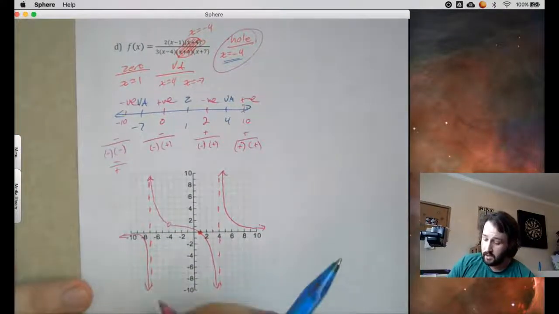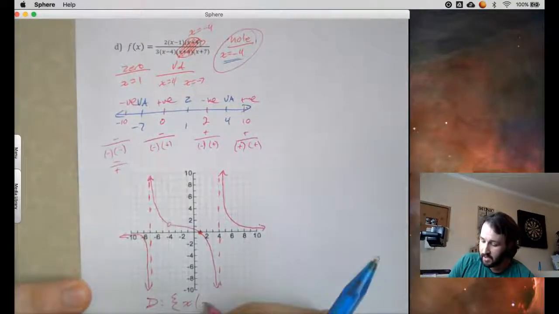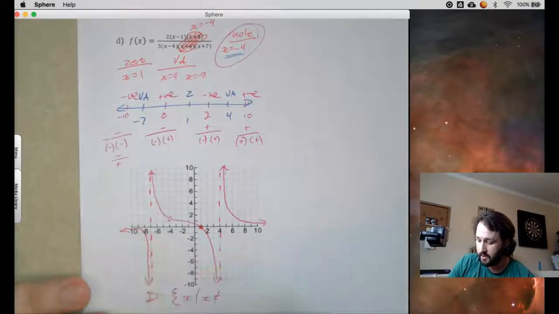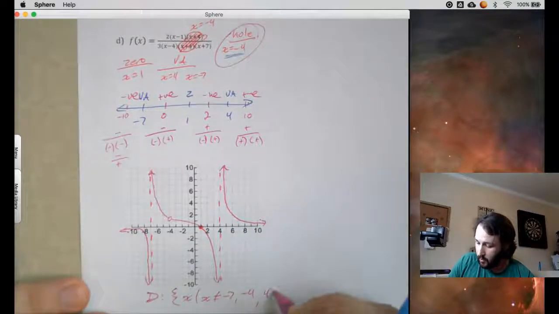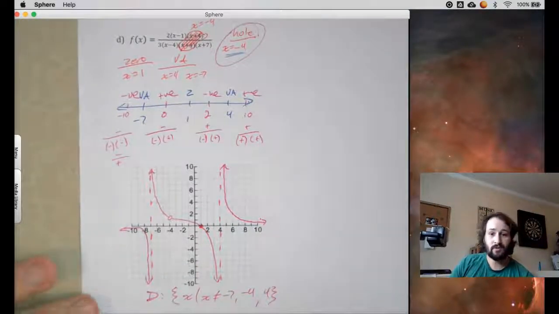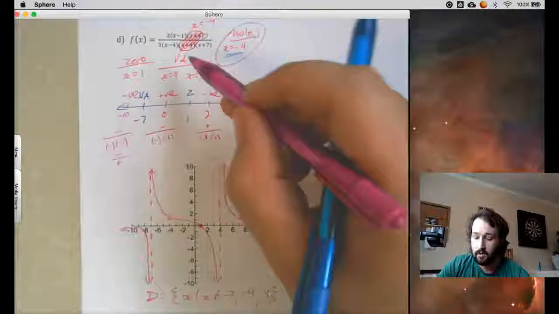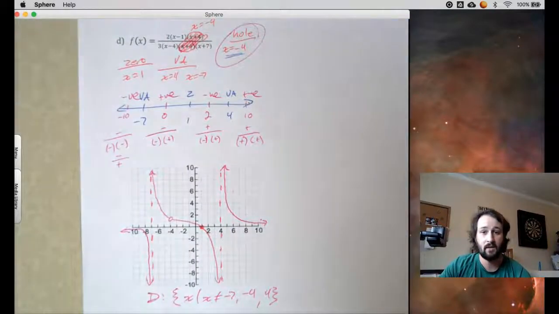And then for the domain on this one, I would have x such that x cannot be, so now x still cannot be that negative 4 at the hole, so I have negative 7, negative 4, and 4. All of those values are still no good because they would all make my denominator 0 in the original function. Still use that x plus 4 for your domain because it cannot be that negative 4.